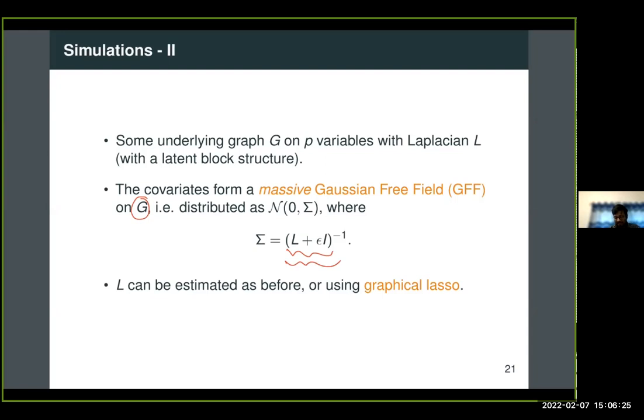One technique is graphical lasso. This does the following. You know that the inverse covariance matrix, which is L plus epsilon I, may be sparse. If it is sparse, then you can use graphical lasso, which essentially takes the log likelihood of this model and adds an L1 penalty on the entries of the sigma inverse matrix. That's why it enforces that the entries of the estimated sigma inverse matrix are sparse. Anyway, there are many other methods of estimating L. One could be this.